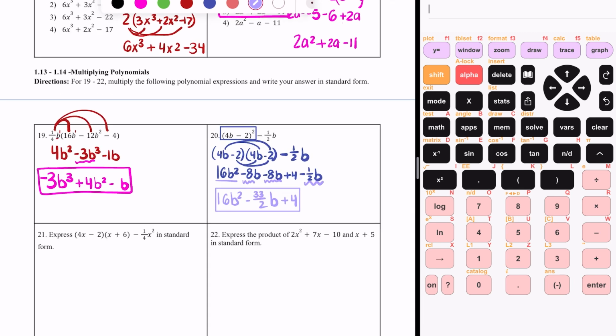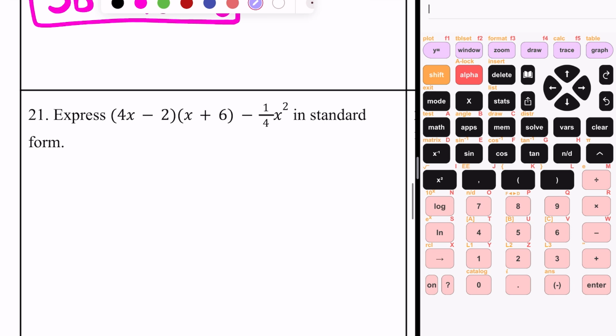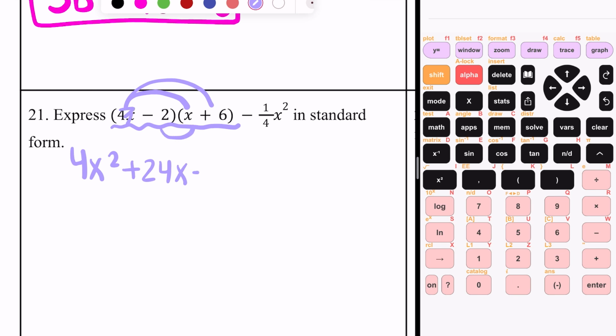All right, let's look at 21. Express this in standard form. Let's start by just doing this part. 4x times x is 4x squared. Then we have to do 4x times 6, which is 24x. We are now done with the 4x. Then negative 2 times x is negative 2x. And negative 2 times 6 is negative 12. And then we're just bringing down the minus 1/4 x squared.